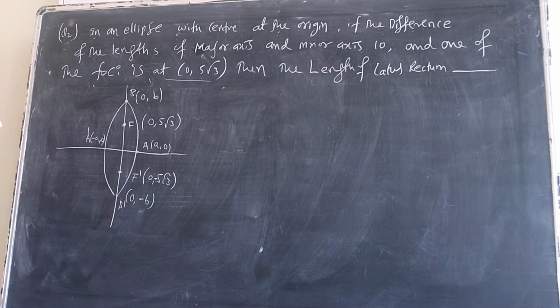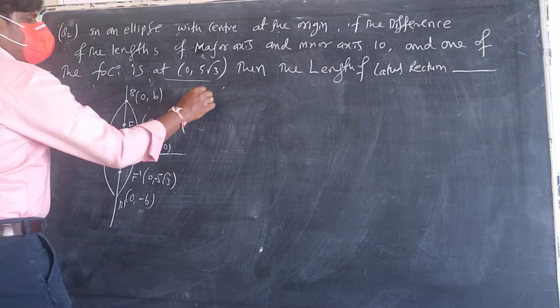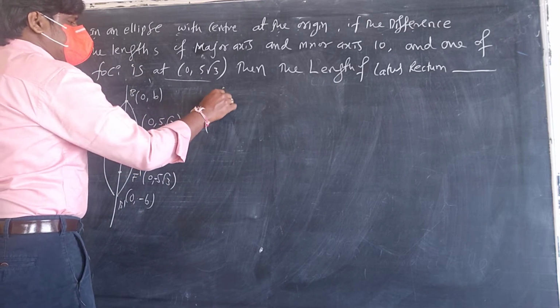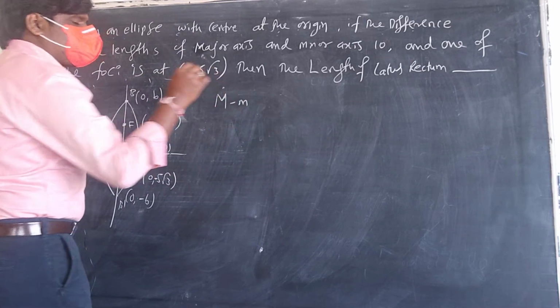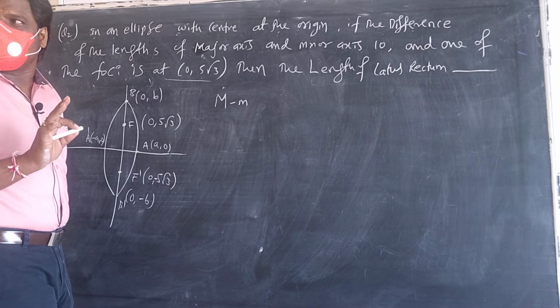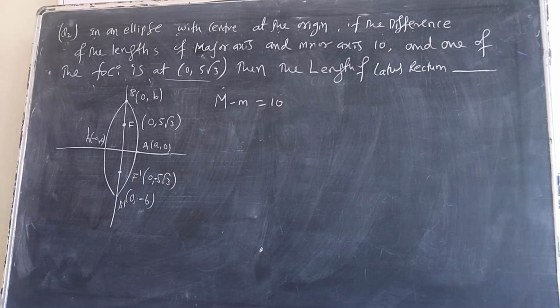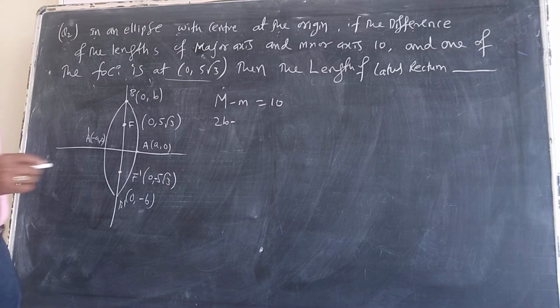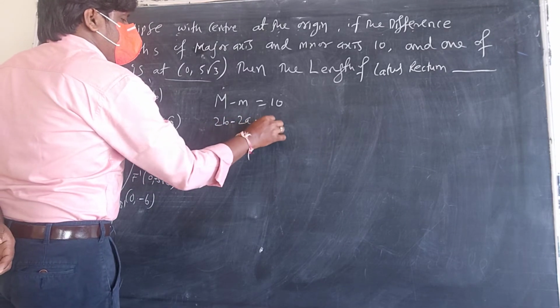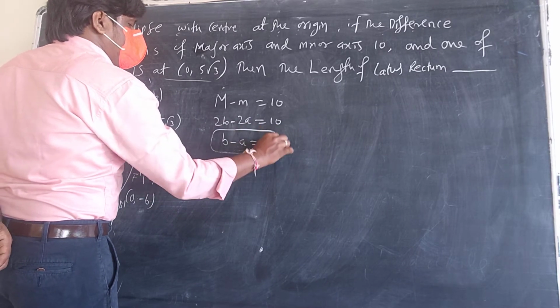Now what is given here? The length of the major axis and the minor axis. Let us take the length of the major axis as capital M and the length of the minor axis as small m, to make it easy. Their difference is 10. The length of the major axis is 2b and the length of the minor axis is 2a. So 2b minus 2a is equal to 10, so b minus a is equal to 5. This is one equation we got.